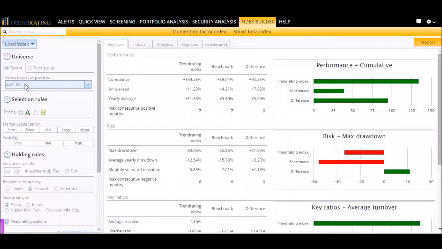Now, in the results, we see the cumulative difference, the trend rating results, the benchmark, and the differential across 8 years, which is over 95%. On an annual basis, it's close to over 7%. There are other measures of risk as well.